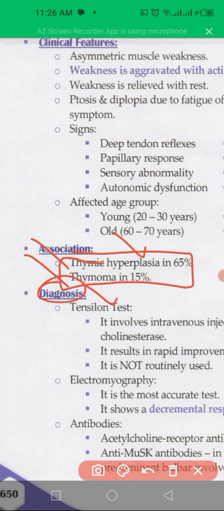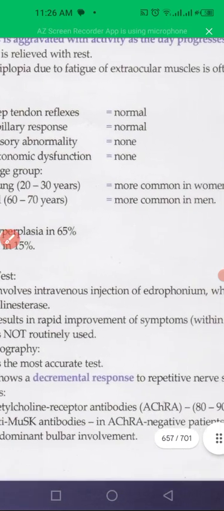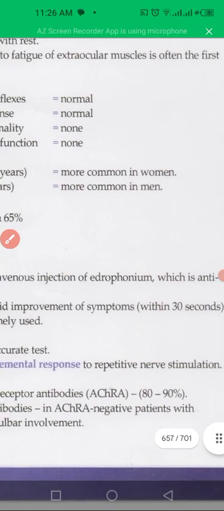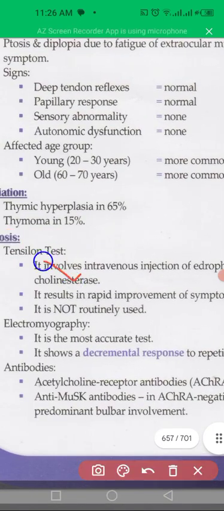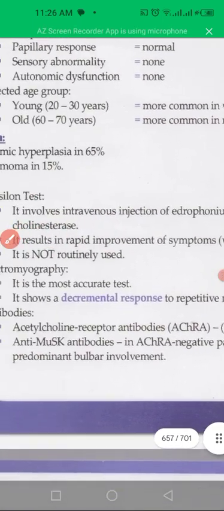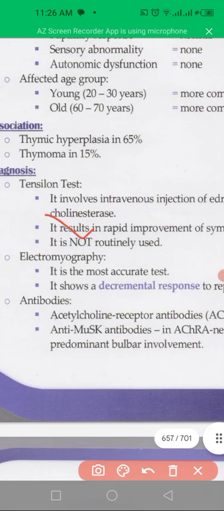Diagnosis is the Tensilon test. In the Tensilon test, what happens? An IV injection of edrophonium is given, which is an anticholinesterase, and it results in rapid improvement of the symptoms within 30 seconds. So it is not routinely done.